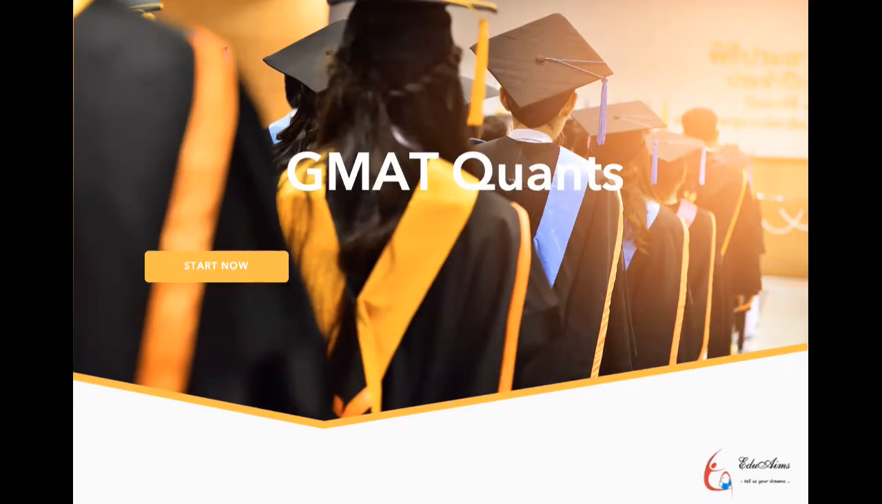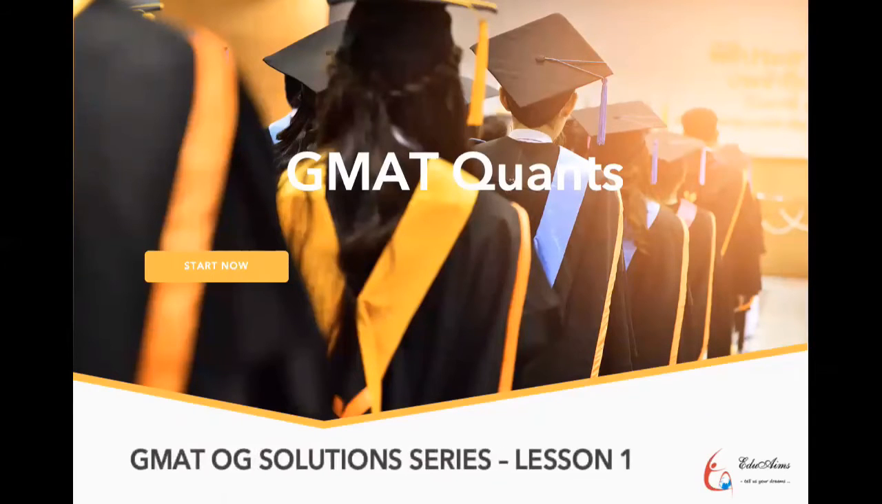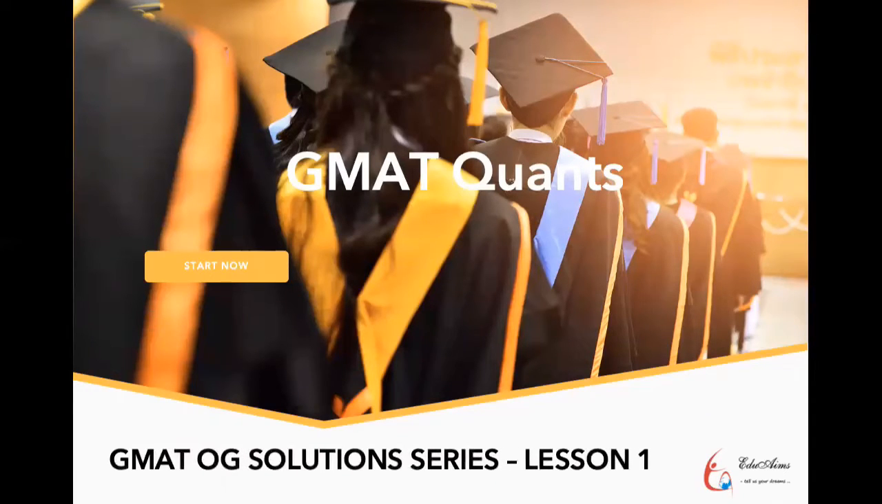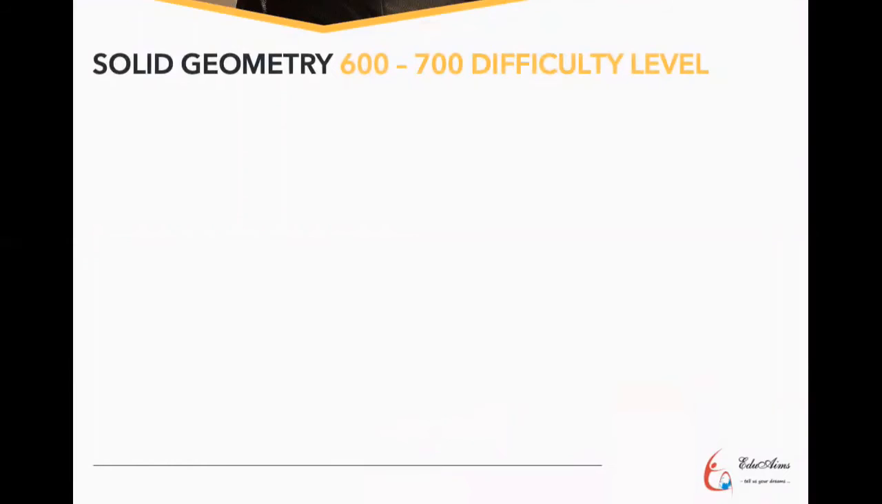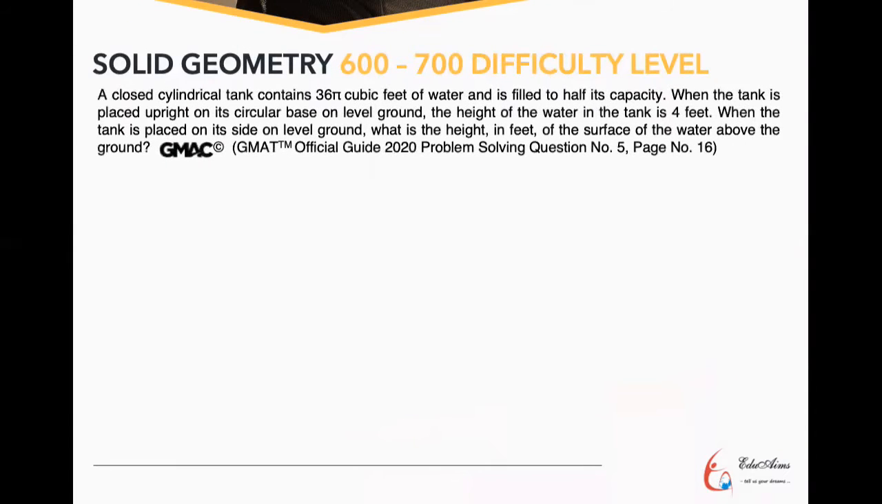In this series, we will be solving certain interesting and tricky GMAT quants problems taken from the GMAT official guide. Today we have lesson 1 in this series, and for this lesson, we have chosen a geometry problem of medium difficulty level. This problem is taken from the official guide 2020, from the diagnostic test section, problem solving question number 5, and you can find this question on page number 60.